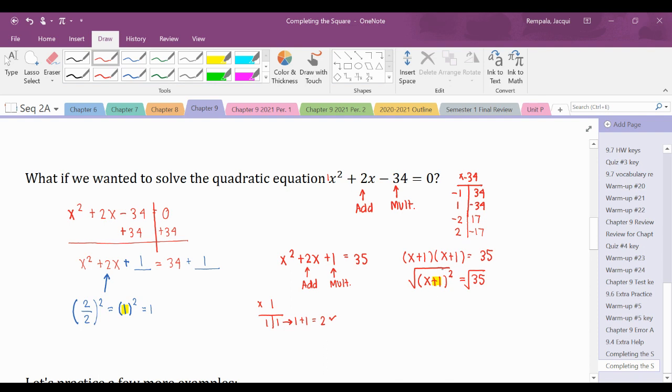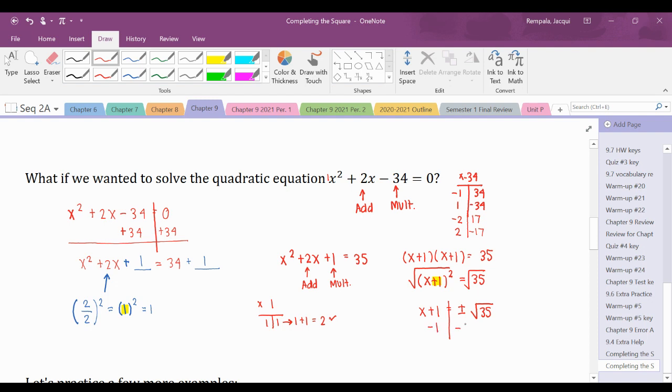That allows me to get rid of the square and the parentheses, and I can just write x plus 1. When I take the square root of both sides, we have two answers, both a positive and a negative. The square root of 35 is not a perfect square, so it's going to stay as it is. Last step I have to do is get the x by itself.